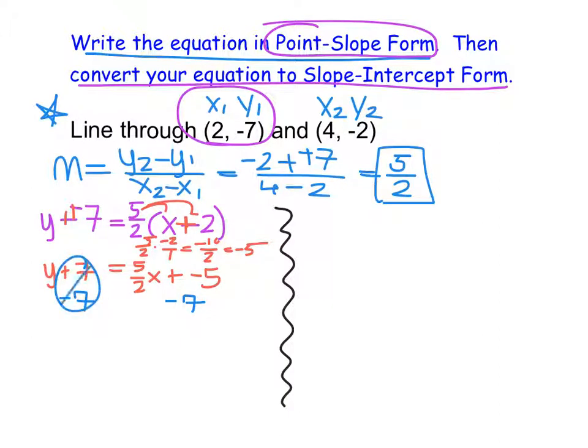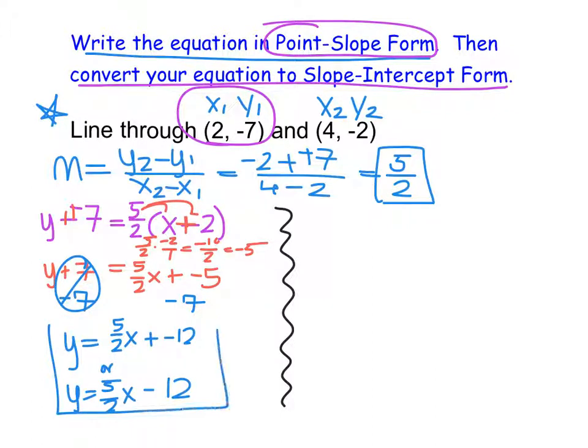As I do that, these are gone, so I'm left with y on the left-hand side. And then here on the right, I have 5 halves x plus negative 12, or if you want to write it as y equals 5 halves x minus 12, those two are exactly the same thing. So by utilizing that first point, I was able to write my equation into slope-intercept form.